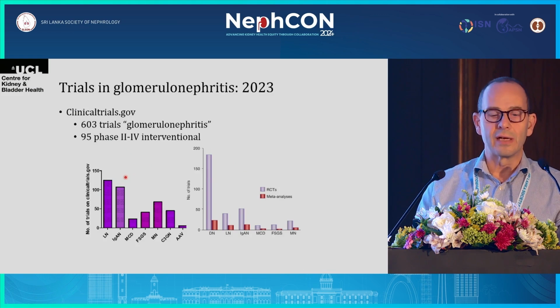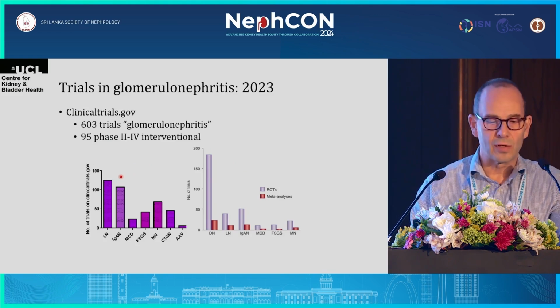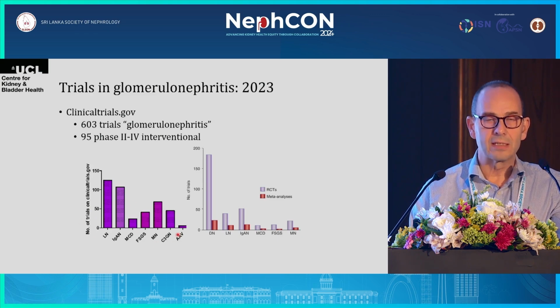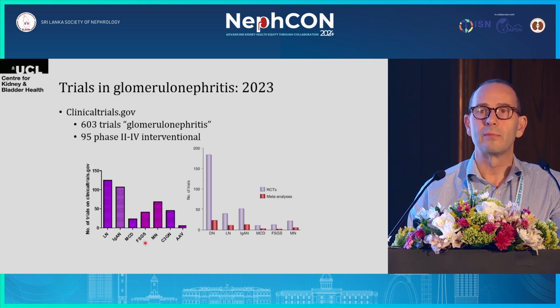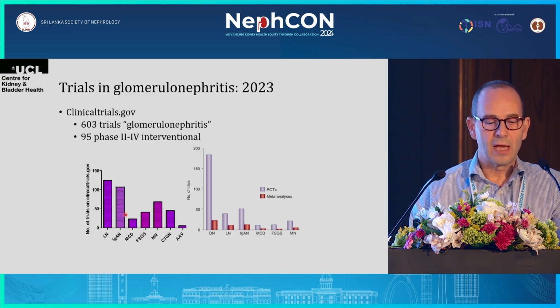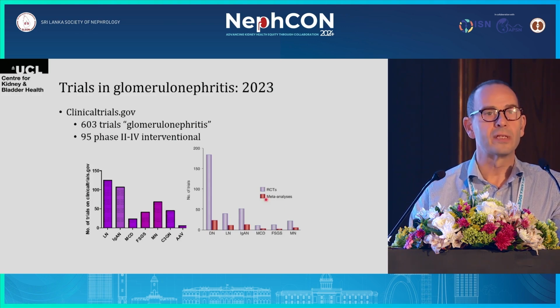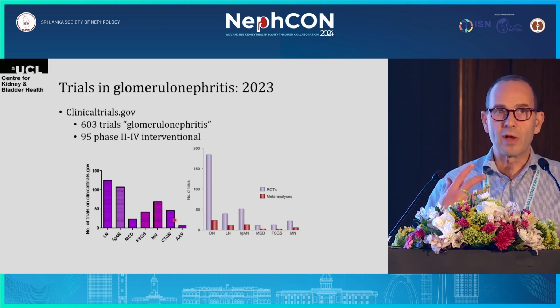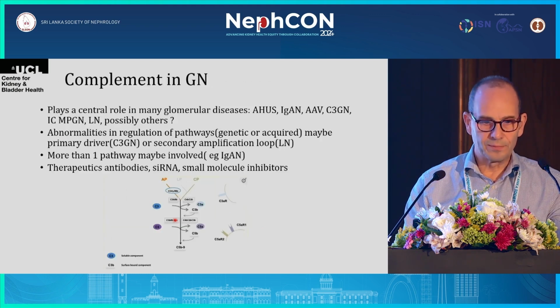So what does it look like now? Well, now in 2023, if you look at clinicaltrials.gov, you can see that these rare diseases have really proliferated in terms of the number of studies that are going on. IgA, over 100 trials, FSGS, membranous, minimal change disease, and C3GN that didn't even appear on this graph that I showed you from 2010 now has over 50 different trials looking at treatment for C3GN. So rare diseases are now coming to the fore.